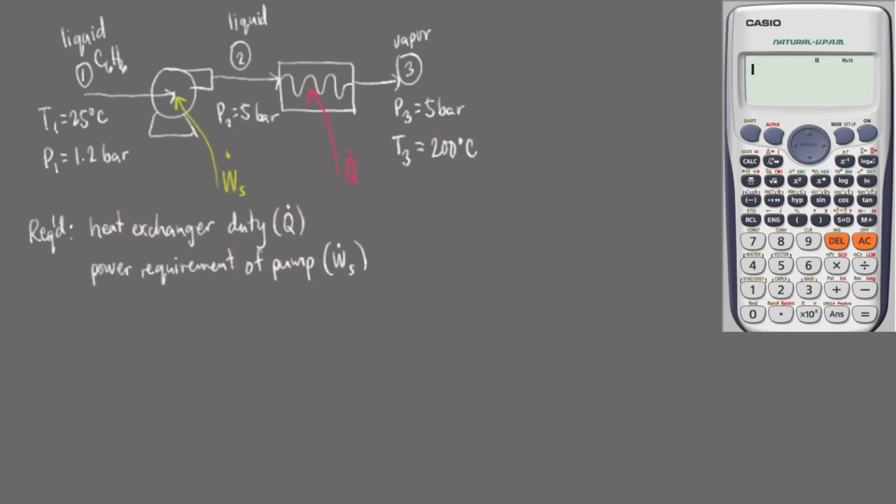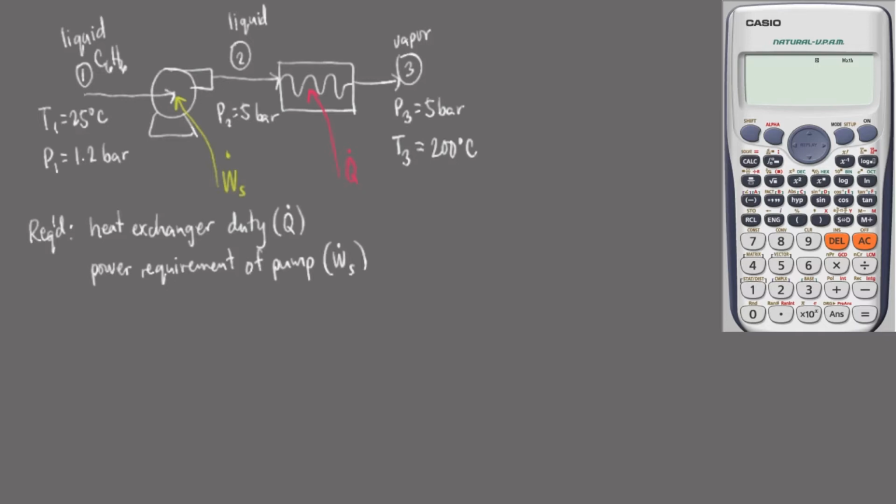This is the illustration of our problem. We have a two-step process. First, we have a pump, and second, we have a heat exchanger. The purpose of the pump is to increase the pressure of the liquid benzene, that is from 1.2 bar to 5 bars. Of course, that occurs with the input of shaft work.